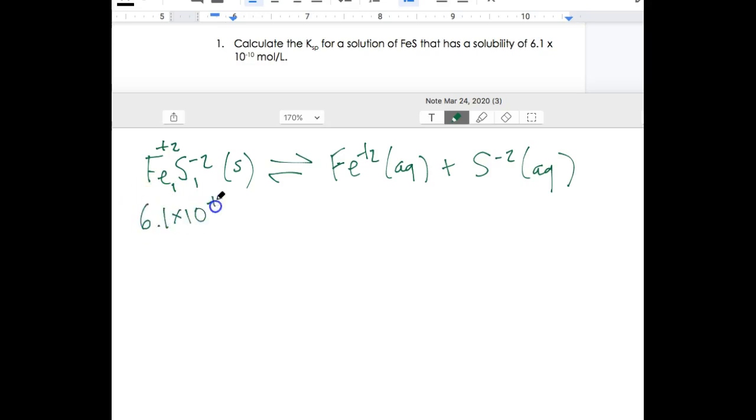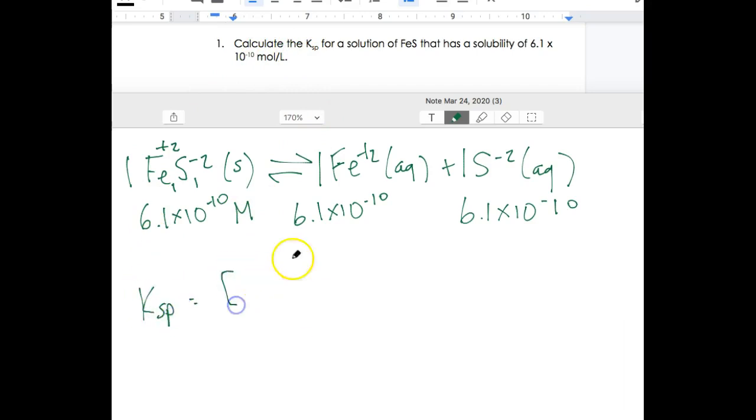6.1 times 10 to the -10 molarity, that means that much is going to dissolve. And because we have a 1-to-1-to-1 ratio, that means for every one of these, you're going to produce one of these, and you're going to produce one of these. So if you have 6.1 times 10 to the -10, then you're also going to have this much iron cation and this much sulfide anion. Okay, so now we could calculate KSP.